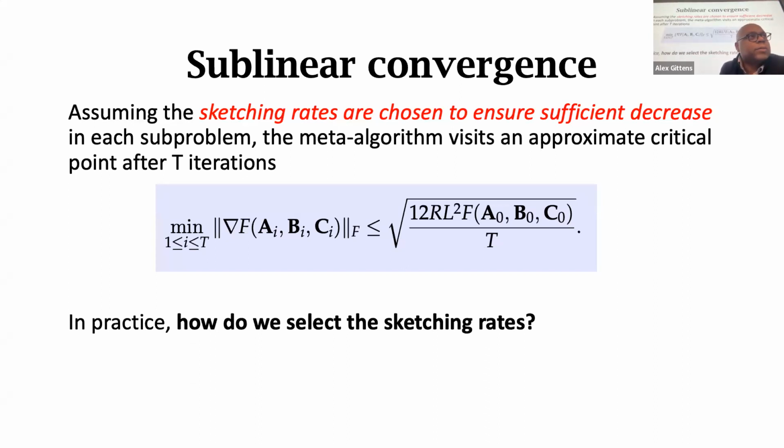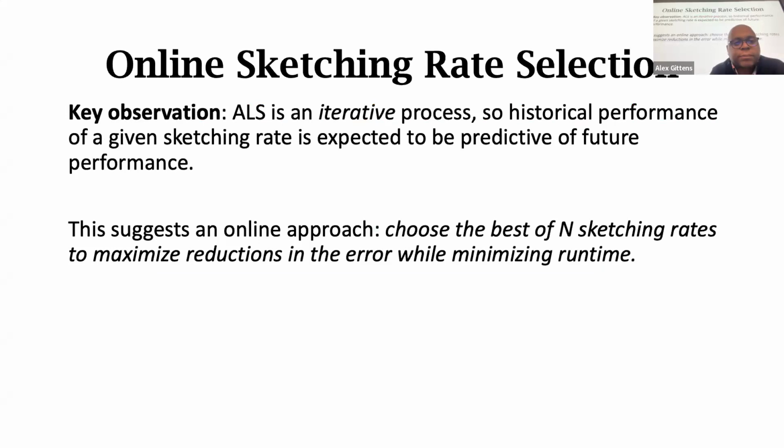In practice, this bears out as well. Unlike prior algorithms, which kind of stagnated because they use a fixed sketching rate, this does seem to continue converging. Okay, but again, that sketching rate is chosen according to some oracle that we don't have access to. So in practice, how do we select the sketching rate?